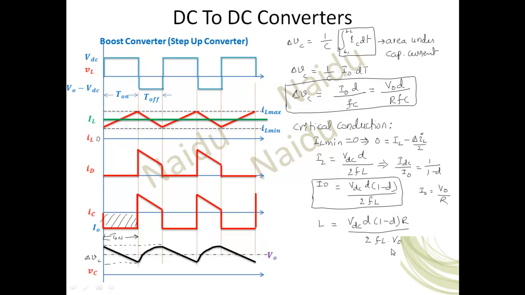We already discussed what V naught is. V naught is nothing but VDC by 1 minus D. So what is VDC by V naught? In the previous equation we discussed that V naught equals VDC by 1 minus D. Now if you take VDC by V naught, it's nothing but 1 minus D. So the critical inductance is 1 minus D squared into DR by 2FL.